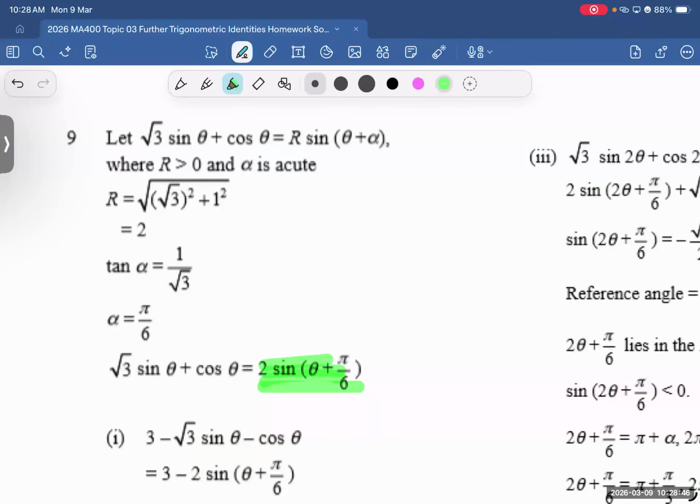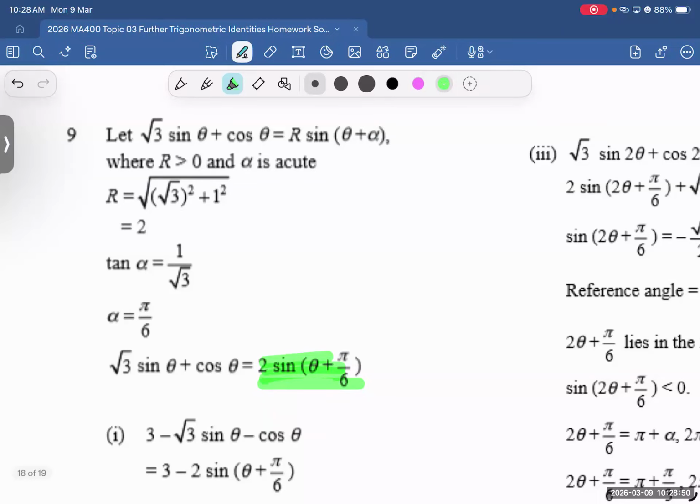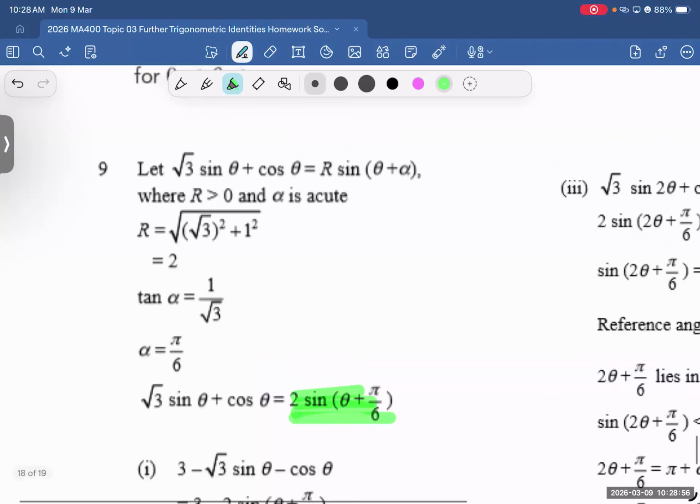Okay. So question 9. Question 9, just R formula. A square, B square, R formula. Tangent inverse 1 over square root 3. Tangent inverse 1 over square root 5 over 6. R sine theta plus alpha. Very easy, the formula, huh? Memorize.